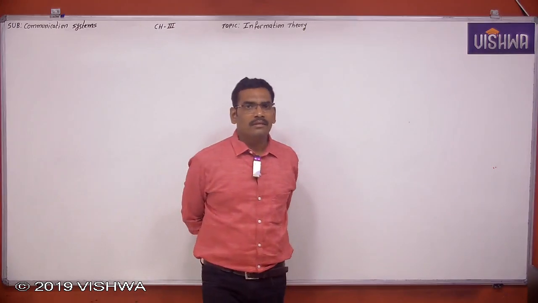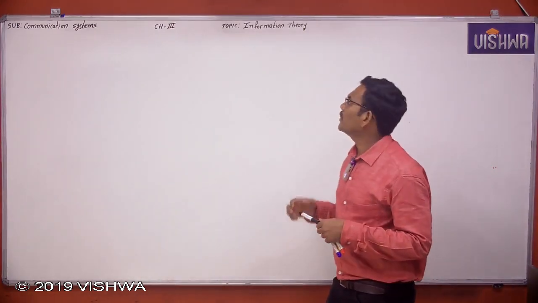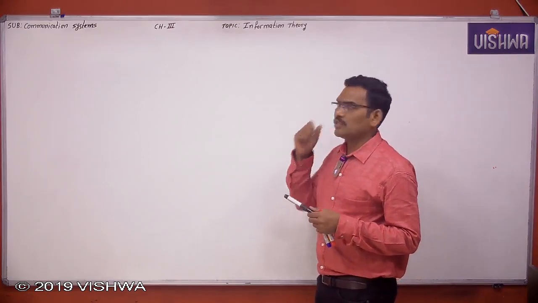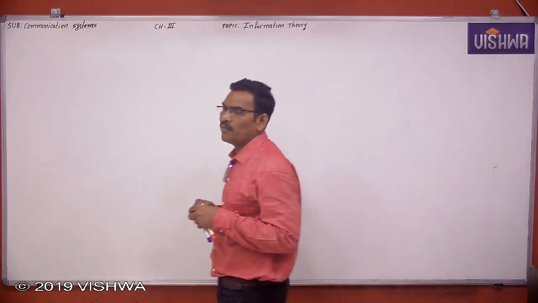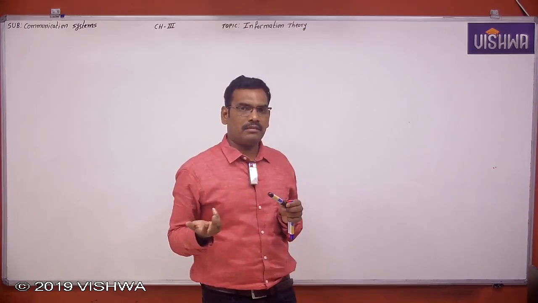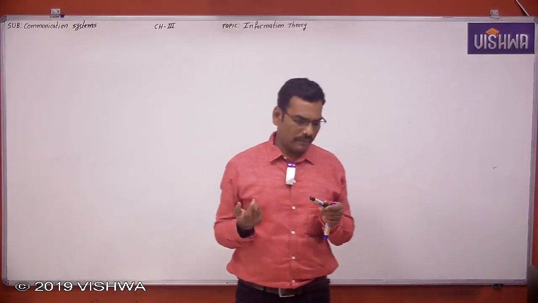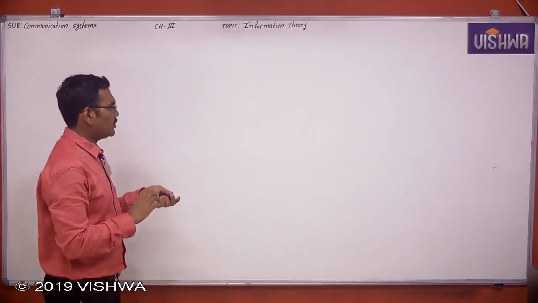Okay, students. Now we'll start a new topic, which is a very important topic also from the GATE examination point of view, and that is information theory. Very easy, interesting, and important also. So information is nothing but bits, ones and zeros. Okay. So why does this concept come into the picture?